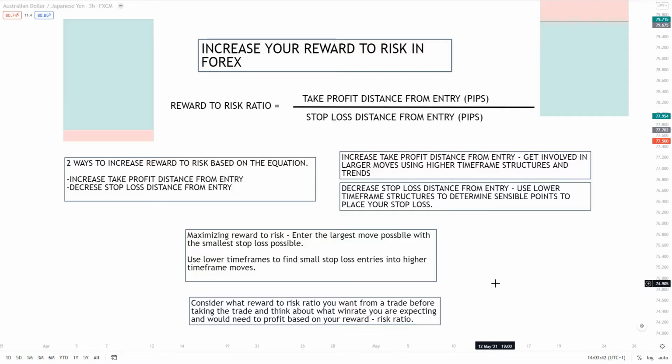So always think before you enter the trade what type of target you're actually looking for. So where are you actually expecting price to go to, and then where would your stop loss need to be to enter sensibly on the time frame that you're looking to enter on, and then consider what actual reward to risk ratio that results in, and if that is suitable for the win rate that you're anticipating for that trade.